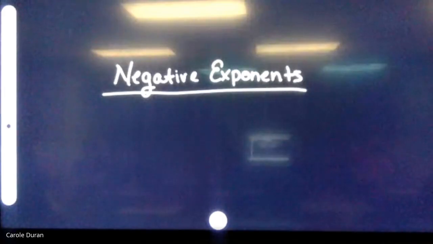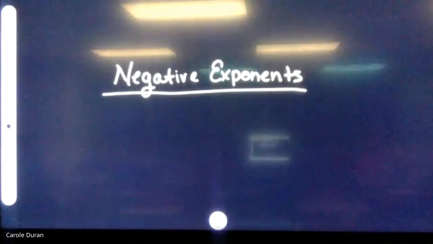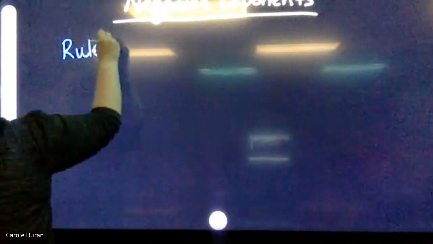We are going to start by reviewing all of the exponent laws that you should have written down and noted in the e-learning lesson from Monday. So these are our rules.